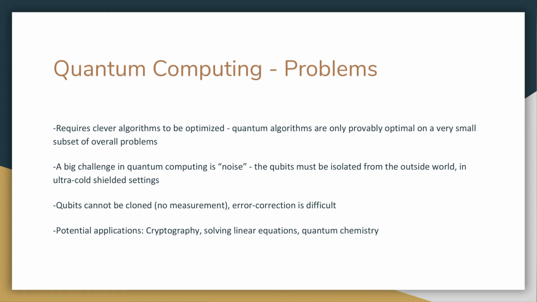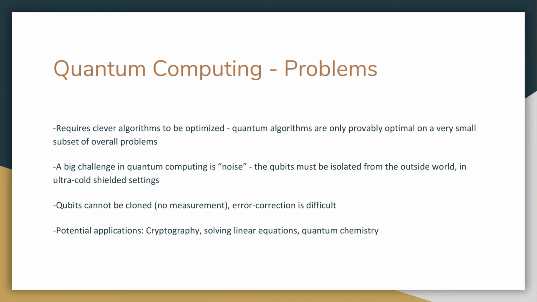So that's another issue with quantum computing: you can't copy bits, and because of the noise and the fact that qubits are constantly getting disrupted, you have to somehow figure out how to correct the errors that will arise. But there are some potential applications. So cryptography, I just went over the prime factorization thing.